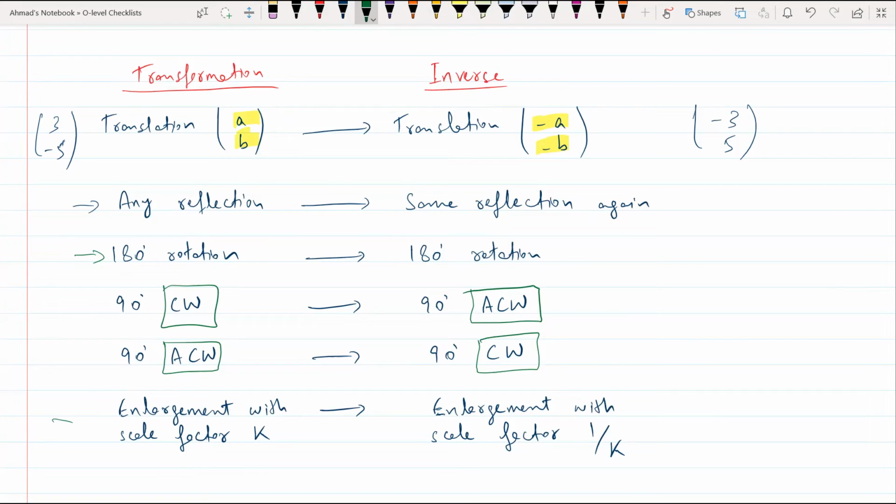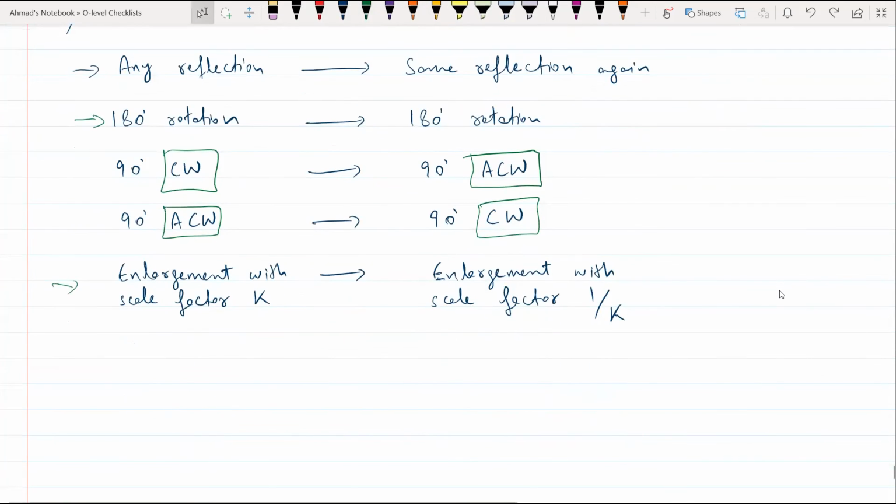Now enlargement is a bit tricky. So enlargement अगर आप कर रहे हो किसी scale factor k के साथ, तो उसका inverse क्या होएगा, scale factor को आपने 1 over k कर देना, उसका reciprocal कर देना. For example, if the scale factor was 2, तो उसका जो inverse होएगा उसमें जो scale factor होगा with the same center of enlargement, that will be 1 over 2. क्योंकि पहले आपकी length 2 से multiply हो रही थी, उसको inverse करने के लिए आप क्या करोगे, उसको 2 से divide कर दोगे या 1 over 2 से multiply कर दोगे.